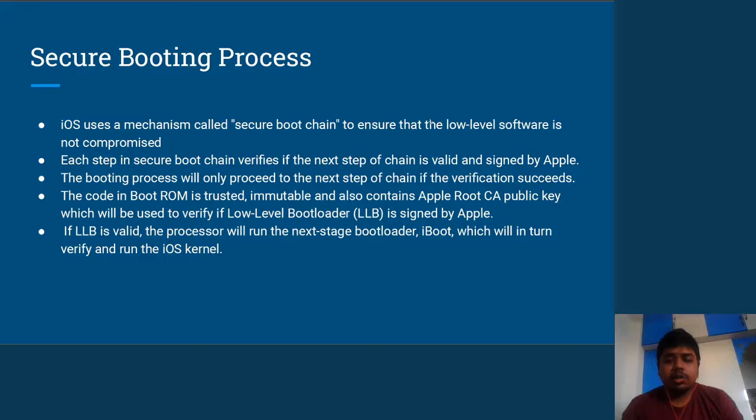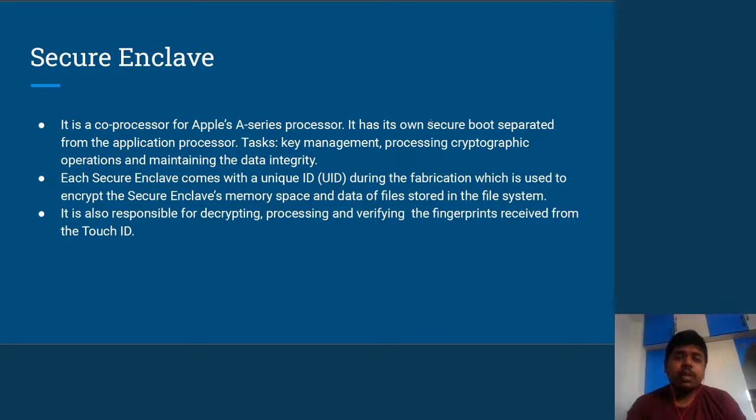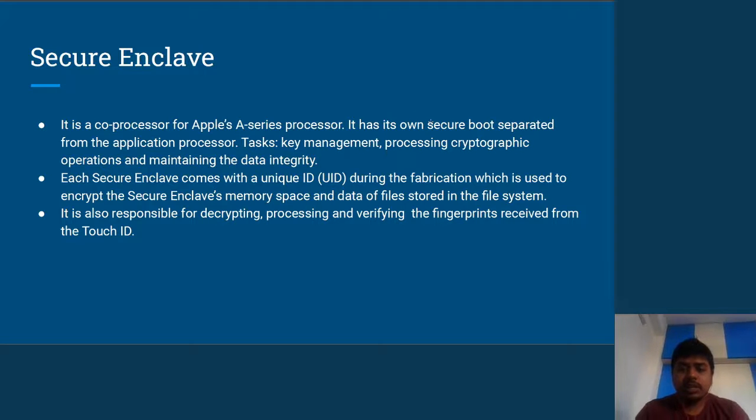So the code in boot ROM is trusted, immutable, and also contains the Apple root CA public key, which will be used to verify if the LLB is signed by Apple. If LLB is valid, the processor will run the next stage bootloader iBoot, which will in turn verify and run the iOS kernel.